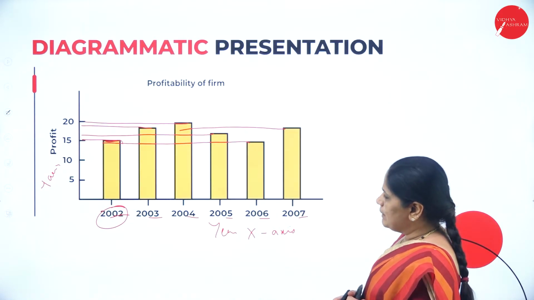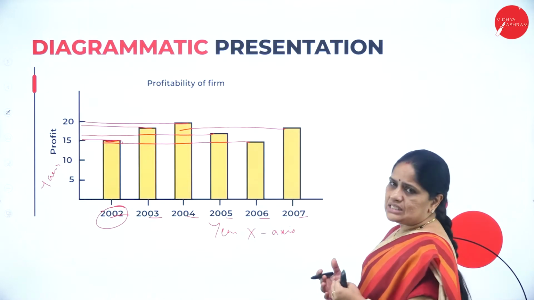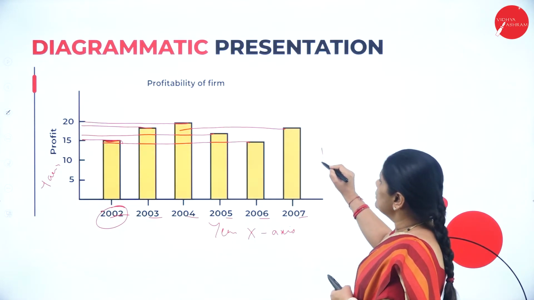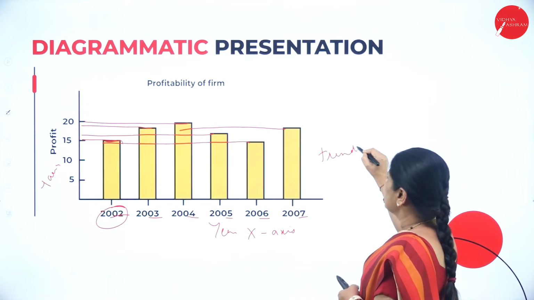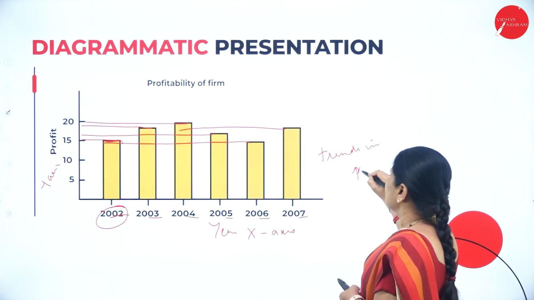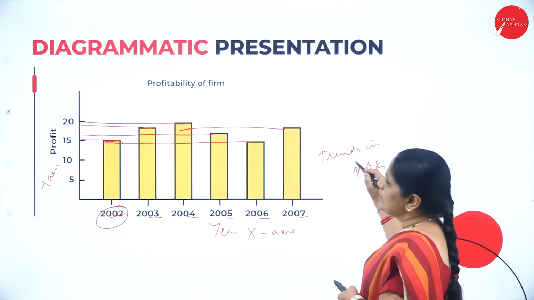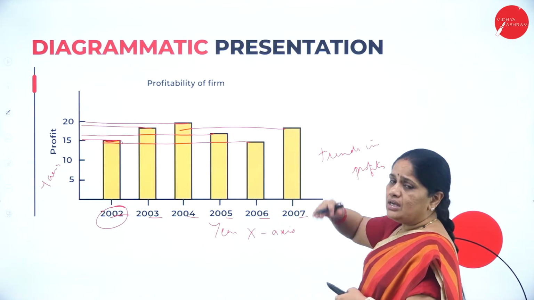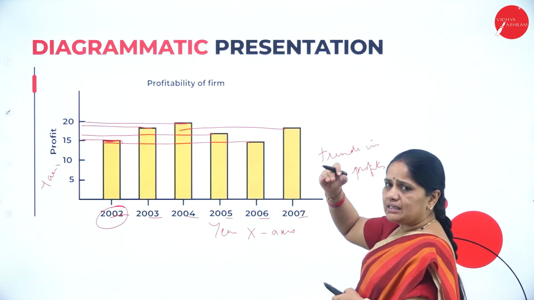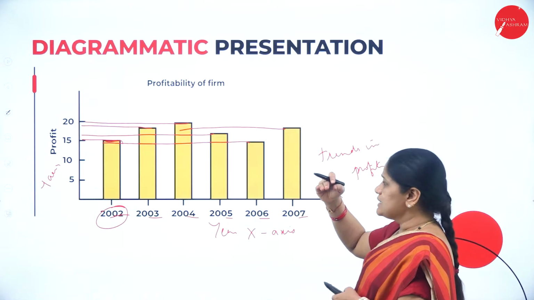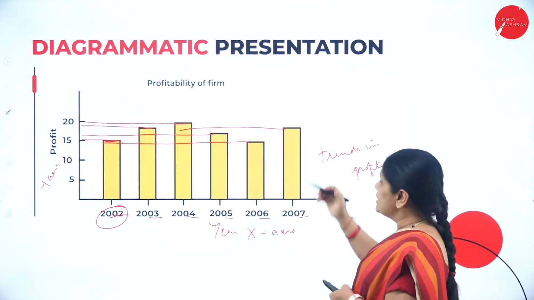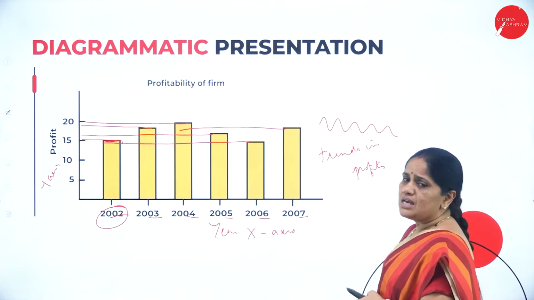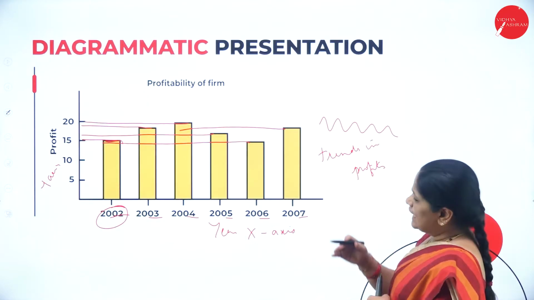So the bar gives more clarity and more understanding, and it will also help us to know the trends in profits. By looking at the picture itself, you will be able to understand how the profits are fluctuating. If there is a rise in one year, there is a fall in the next year, again a small rise, again a fall. So we can see that the profits are on a wavy basis. Rise and fall is there continuously.